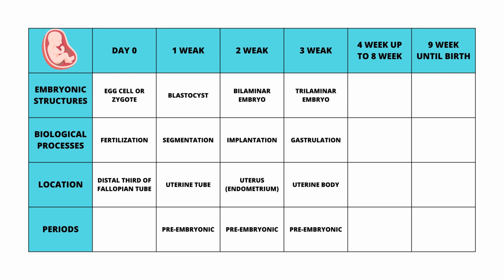In the third week, a trilaminar embryo appears. The main event is gastrulation, and this embryo persists in the uterus. This week marks the end of the pre-embryonic period.